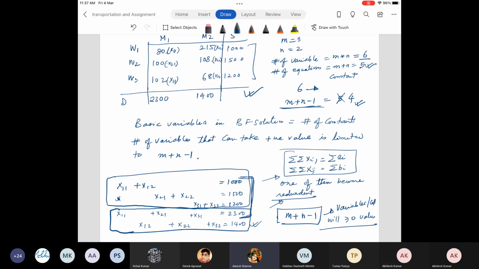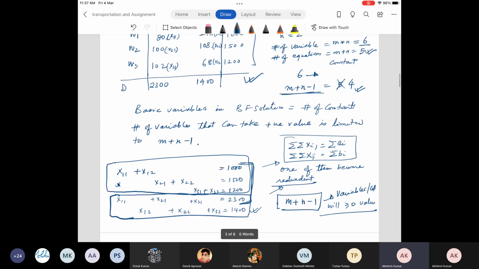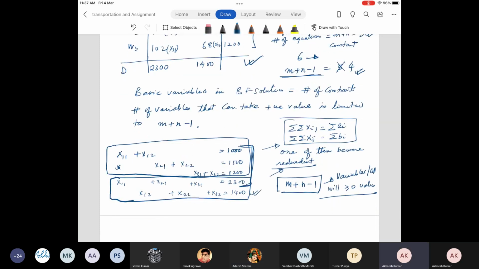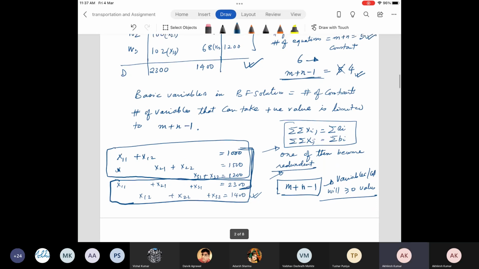Sir, but this is true only for balanced. Yeah, this is true only for a balanced transportation problem. Because if it is unbalanced, I cannot guarantee this part, right?